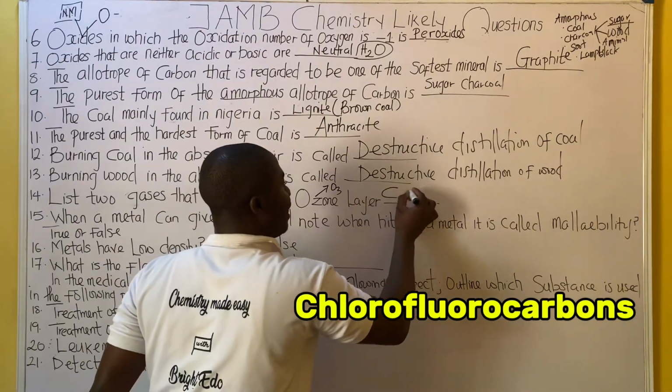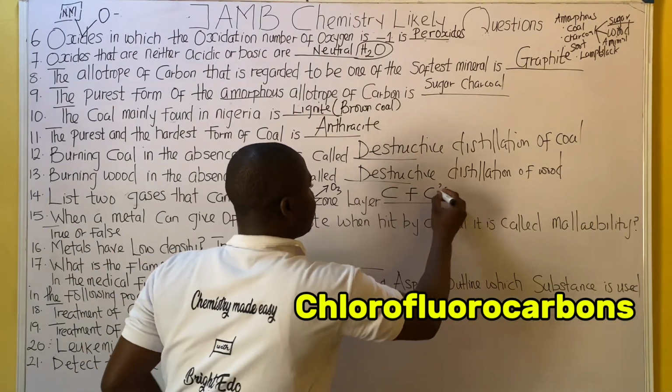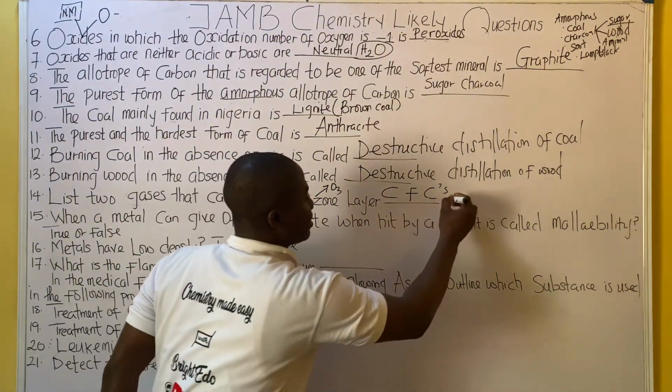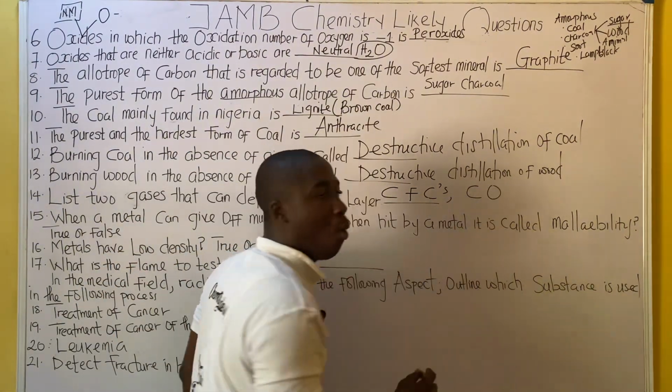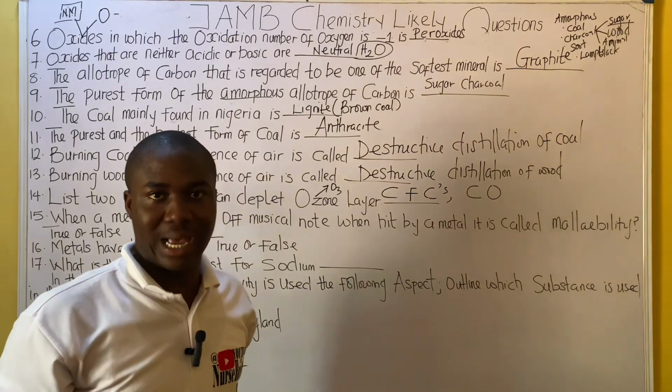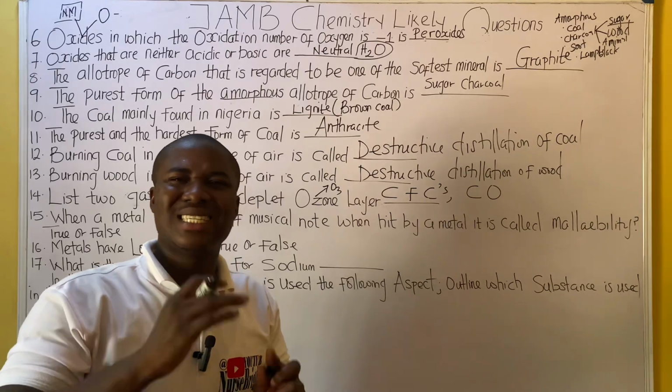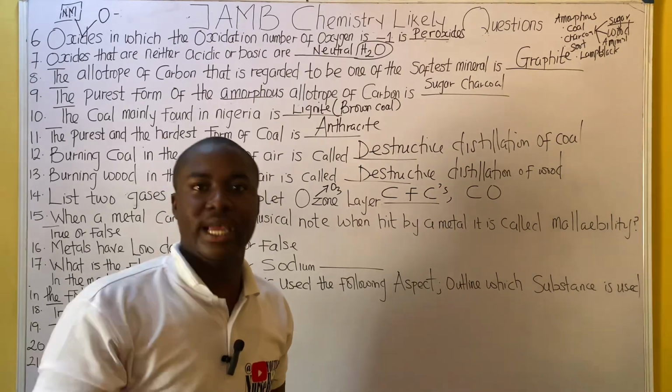chlorofluorocarbons. We call them CFCs. And as well, carbon monoxide, CO, can also deplete the ozone layer. Are you there? So all of these things are very, very vital. You must take note of them.